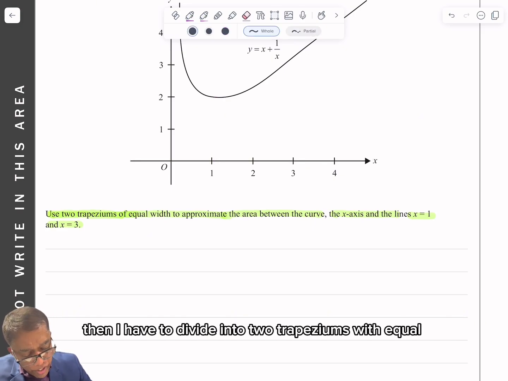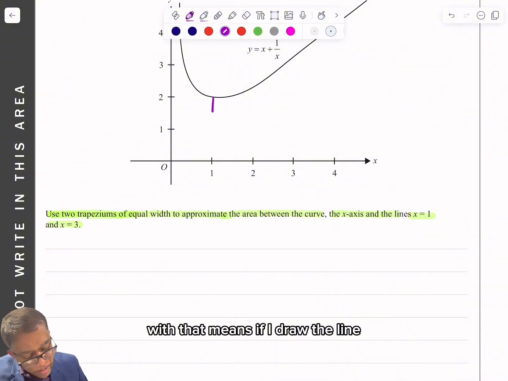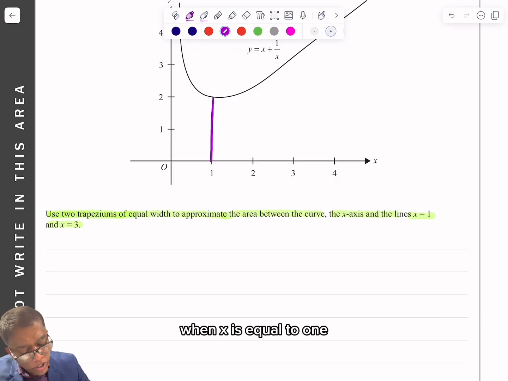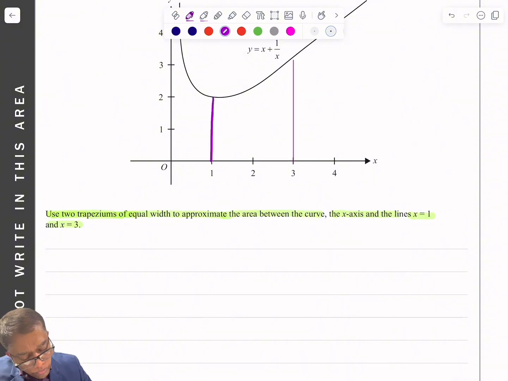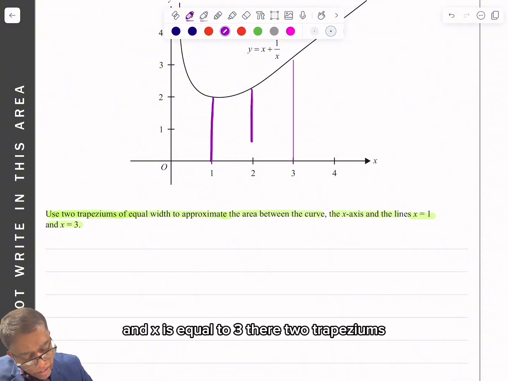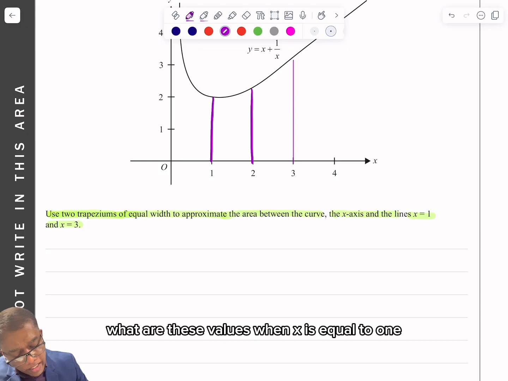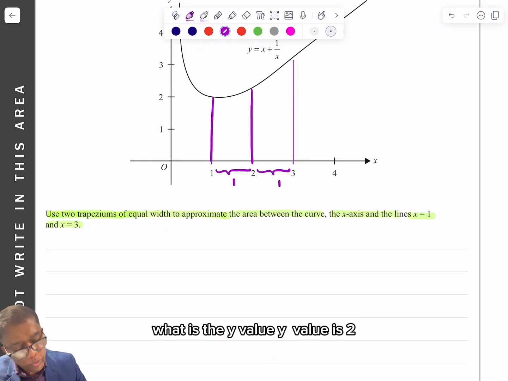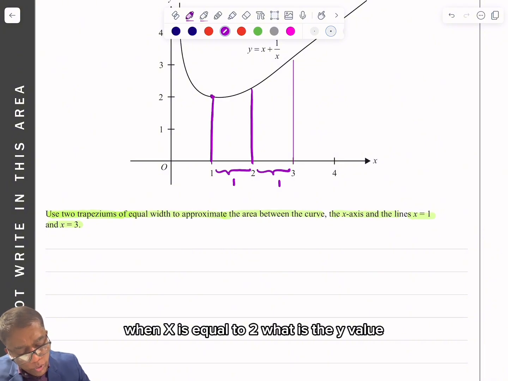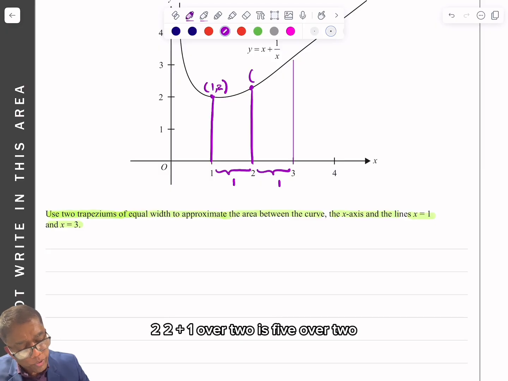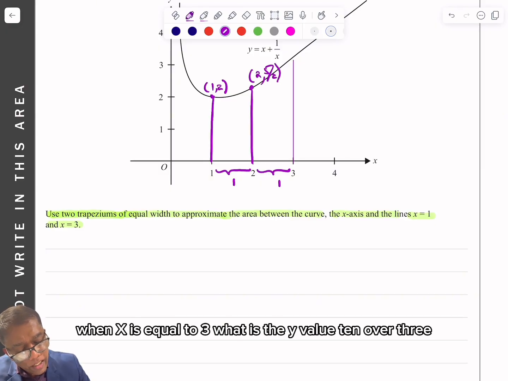Then I have to divide into two trapeziums with equal width. That means if I draw the lines when x is equal to 1, x is equal to 2, and x is equal to 3, there are two trapeziums. What are these values? When x is equal to 1, what is the y value? The y value is 2. When x is equal to 2, what is the y value? 2 plus 1 over 2 is 5 over 2. When x is equal to 3, what is the y value? 10 over 3.